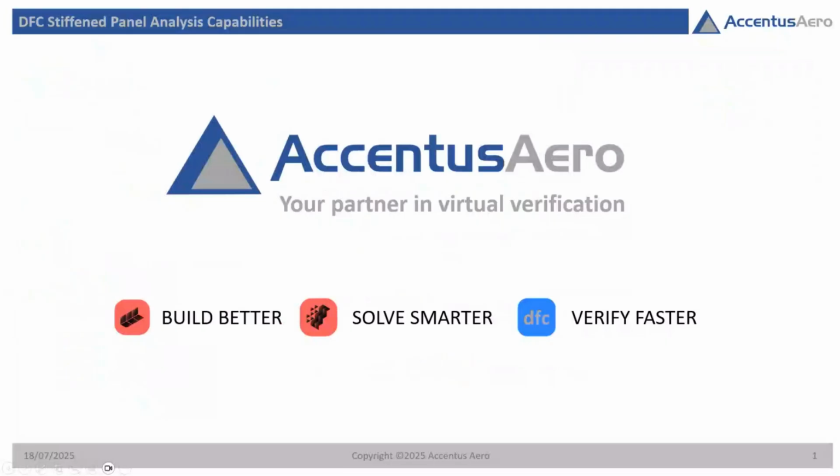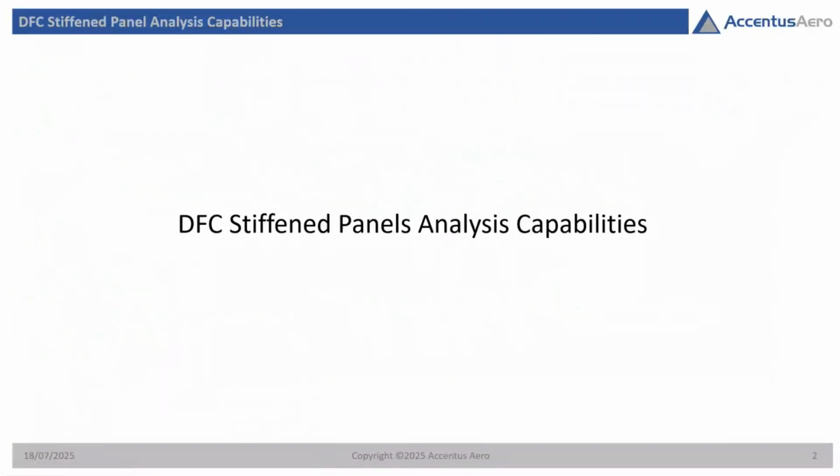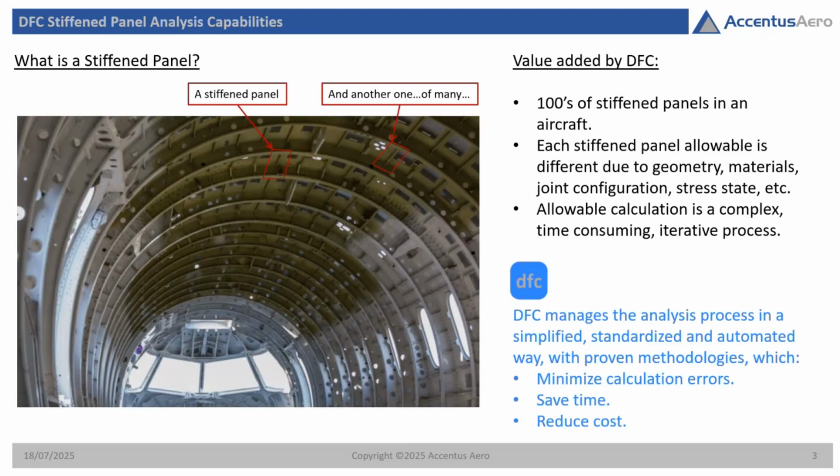Right, so let's have a look at our stiffened panel analysis capability. Zak did quickly show how we do it in DFC in the previous lunch and learn session, but let's go a little bit deeper into it for now. So what is a stiffened panel? That's typically an image of what a fuselage structure looks like. And everywhere we have a stringer attached to the skin between frames, that's defined as a stiffened panel. And there are hundreds of these in an aircraft, which we need to analyze.